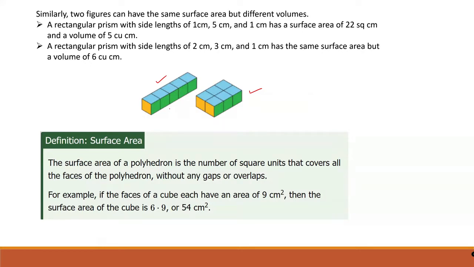First cube might have 5 faces, then it's 5, 4. Yeah, 5, 4, 4, 4, 5. 10, yeah, so totally it has 22. 22 square centimeters. Right. And can you find for this, the second one?